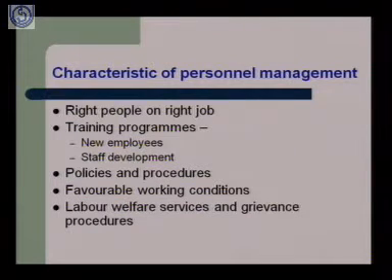And training programs. For new employees, we should have an induction training program, which I think all organizations follow, to introduce the policies and procedures of the hospital, what the norms are, and the philosophy of the hospital. A personal management department takes care of it. And staff development training programs: from time to time they arrange training programs for staff development.